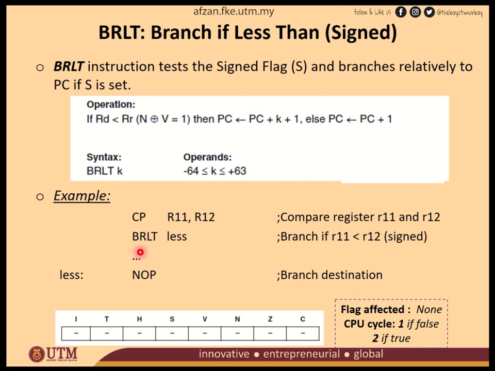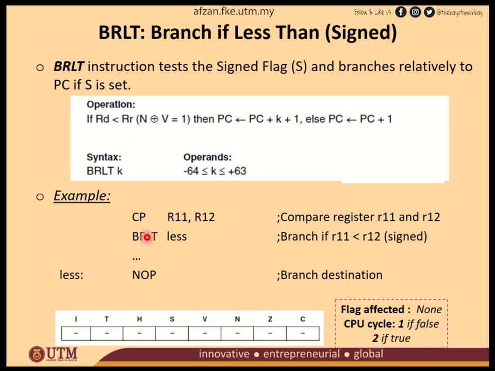Next we have the BRLT. BRLT stands for branch if less than. This is for signed numbers as well. The BRLT instruction tests the sign flag and branches relative to the PC if S is set. When S is set, it means that you have a negative signed number, meaning that number is smaller than the number you want to compare. This is the syntax.